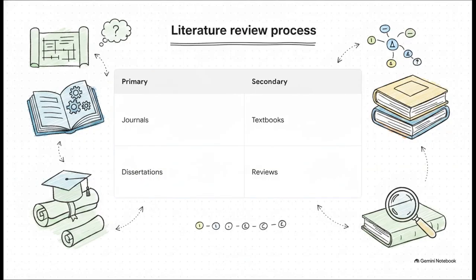To make this super clear, primary sources include things like journal articles, dissertations, and conference papers. Those are the places where scientists and scholars publish their direct original findings. Secondary sources include your textbooks, review articles, and encyclopedias. Now, those are incredibly useful for getting a broad overview, for sure. But remember, you're reading someone's interpretation of the first-hand evidence, not the raw evidence itself.